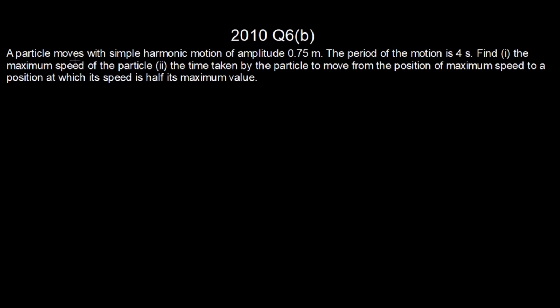A particle moves with simple harmonic motion of amplitude 0.75 meters. The period of the motion is 4 seconds. Find, part 1, the maximum speed of the particle, and part 2, the time taken by the particle to move from the position of maximum speed to a position at which its speed is half its maximum value. I encourage you to pause the video and try part 1 on your own. It's almost identical to the last part we did, so it should be fine. So pause the video and then I'll go through the solution with you.